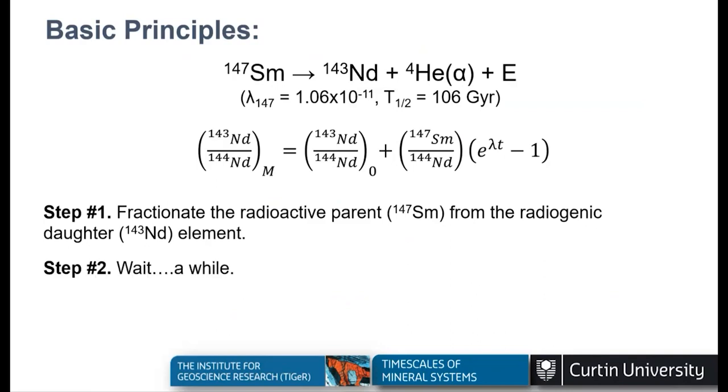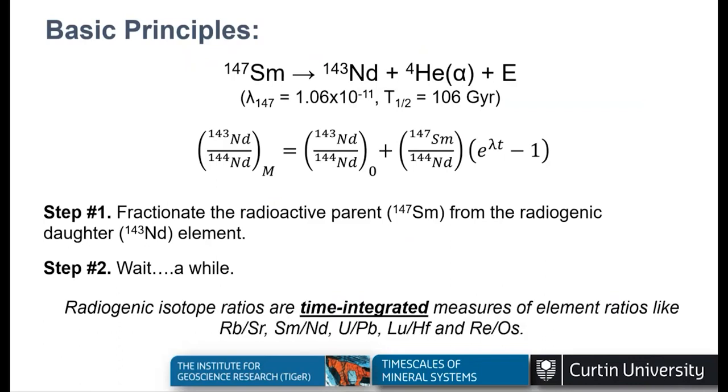And then the second step is we just have to wait, right? These things decay over very long periods of time, like tens to hundreds of billions of years. So you have to wait quite a while in order to get measurable differences in isotope compositions. And from that kind of process, what we do when we measure isotope ratios is we're essentially measuring time-integrated element ratios, right? And particularly element ratios being your parent-daughter ratios.